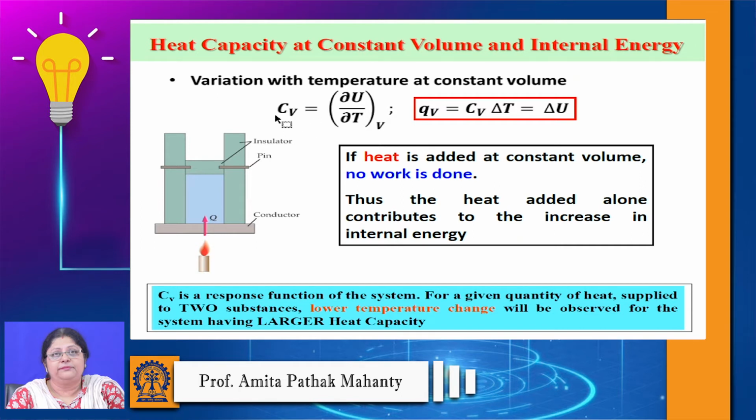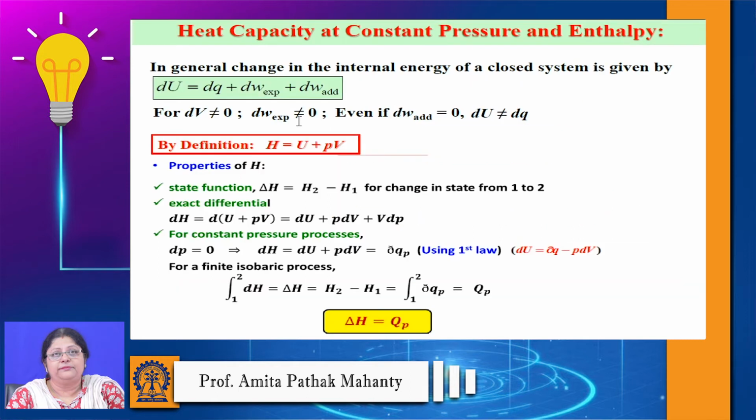So a larger Cv value means there is a lower change in temperature in the denominator. So for the same amount of heat supplied, if the temperature change is small, then the Cv is large. Okay. Now the enthalpy, we will hurriedly go into the enthalpy part. I'm not going to go into details, but enthalpy is a constant pressure process.